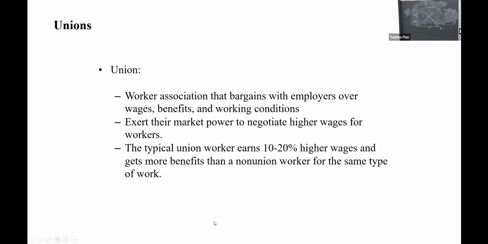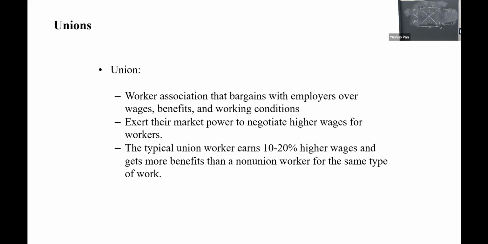The next reason is the union, a worker association that bargains with employers over wages, benefits, and working conditions. That's common here. Sorry, I shouldn't say that. You know the union, right? But it's not common right now. So the union exerts its market power to negotiate higher wages for workers, because unions are associations of a huge number of people. When these people get together, they have a huge power to bargain with the firm. So of course they want a higher wage.